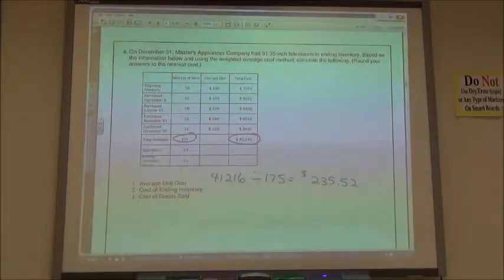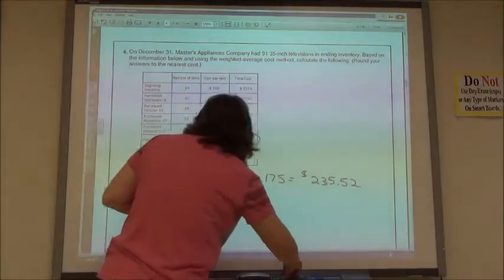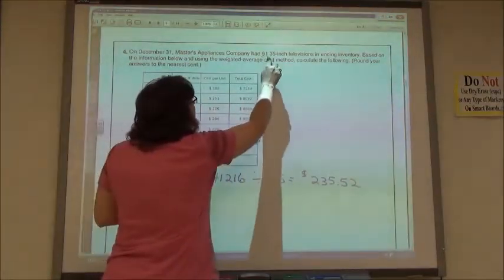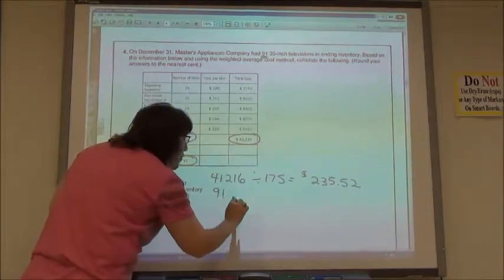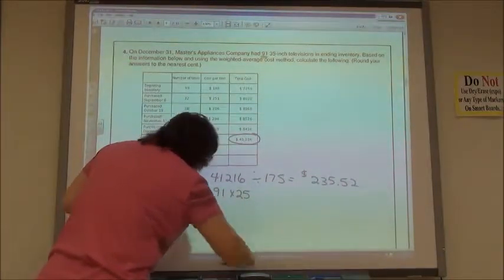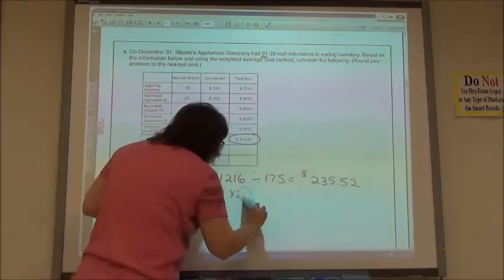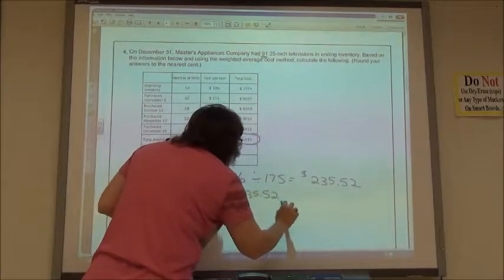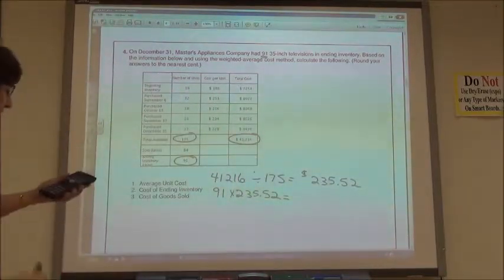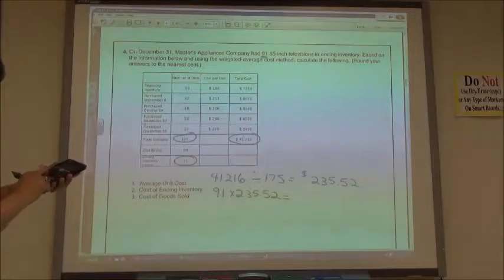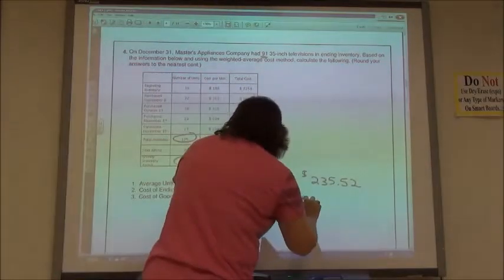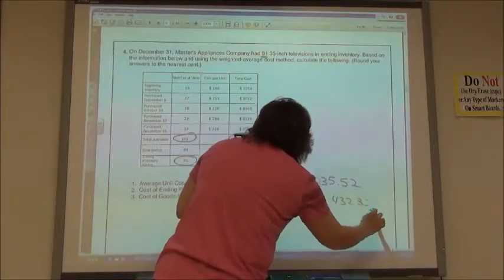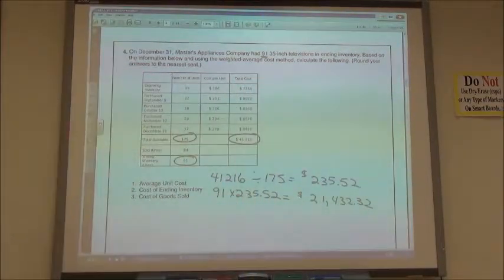$235.52. So if I'm going to find the cost of my ending inventory, I have to look to see how many I have left. I have 91 left. It also said that up here. So I'm going to take the 91 times that average cost, $235.52, and that's going to tell me what the value of my inventory is. So if I multiply that out, $21,432.32 is what the value of my inventory is.